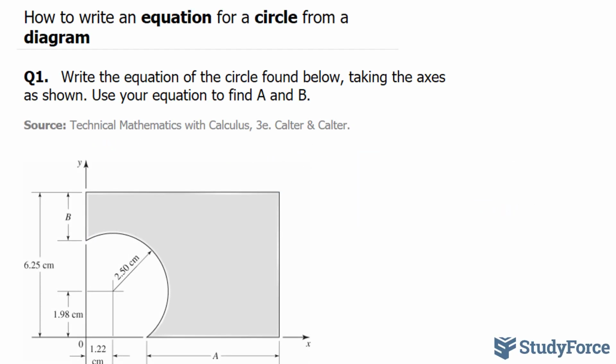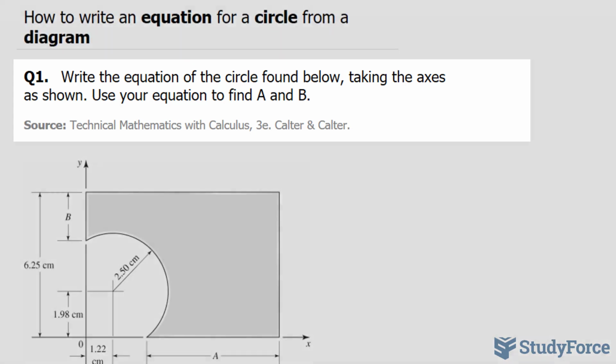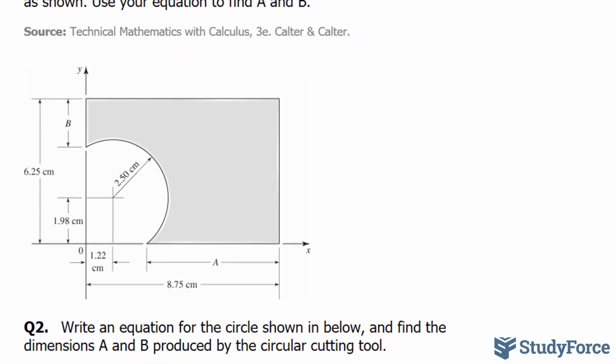In this video, I'll show you two examples on how to write an equation for a circle from a diagram. Question 1 reads, write the equation of the circle found below, taking the axes as shown. Use your equation to find A and B. Let's take a closer look at this diagram.